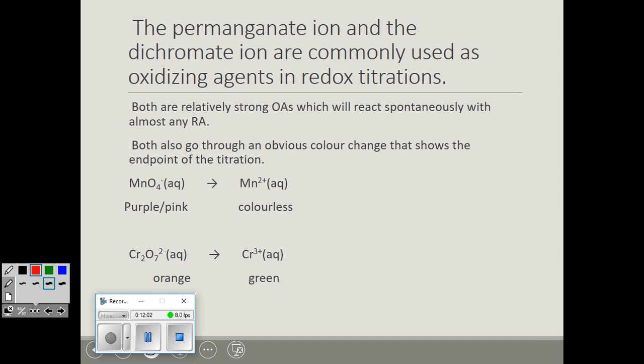But two ions that you should be aware of are permanganate and dichromate. The reason that we use them so frequently is, first, they're both strong. If you look in your data booklet, the permanganate reaction, the MnO4 negative, is the third one from the top. So there are realistically no substances that won't react spontaneously with it, except for PbSO4 and F negative. The other reason is that they both go through an obvious color change. And because of that obvious color change, it can tell you when your titration is finished. And so we're going to use that idea.